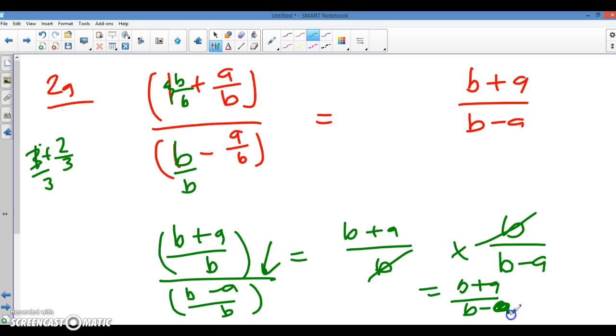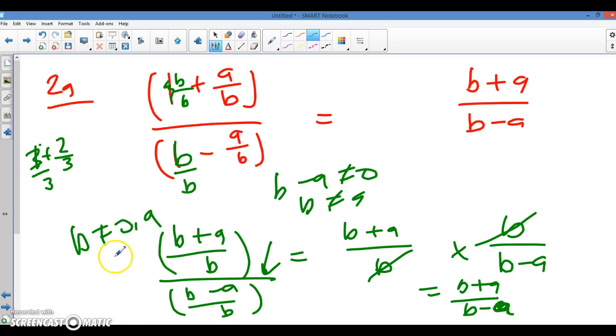What are your restrictions on this side? Here I had b can't be 0. Here I had b can't be 0, and again, b can't be 0. And here I have b minus a can't be 0. So b minus a can't be 0, or b can't be a. So you're going to add that in.